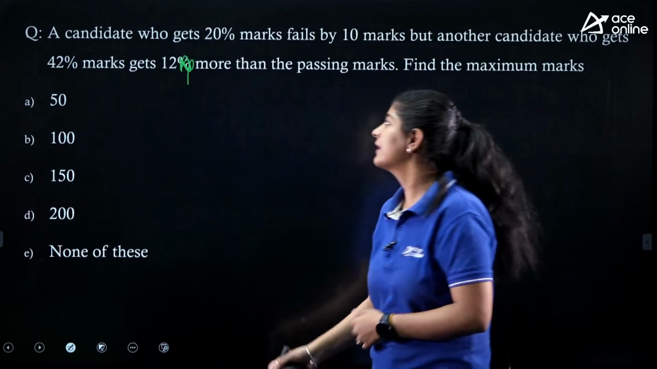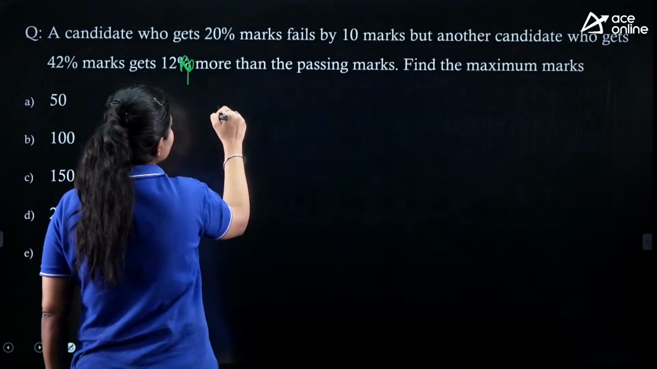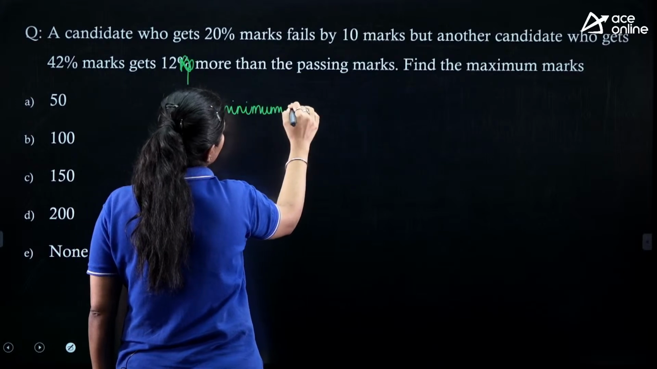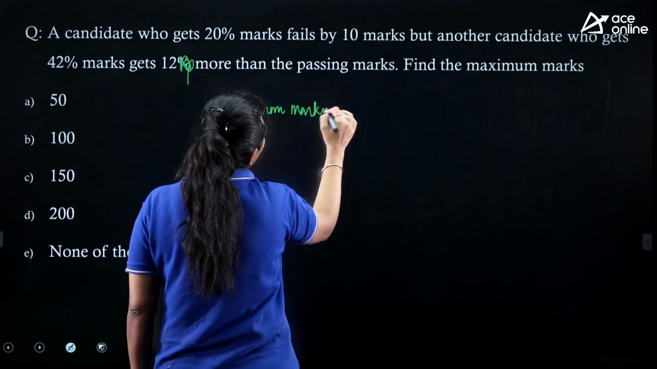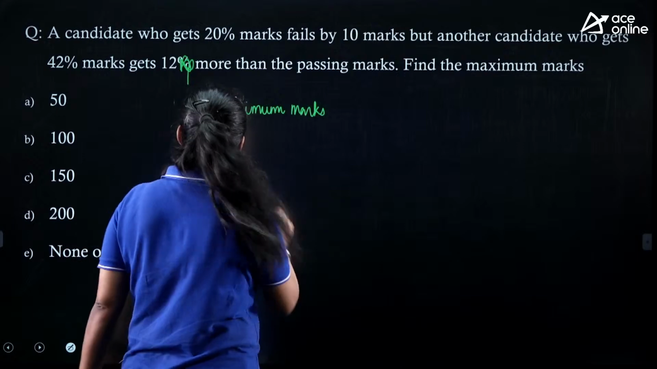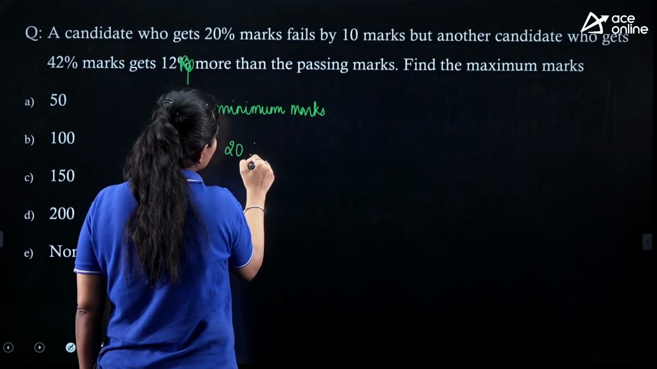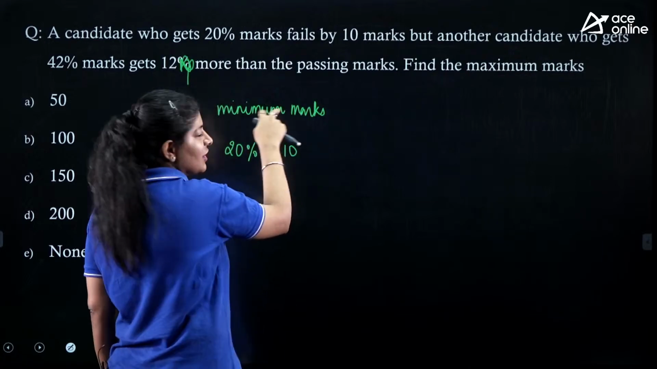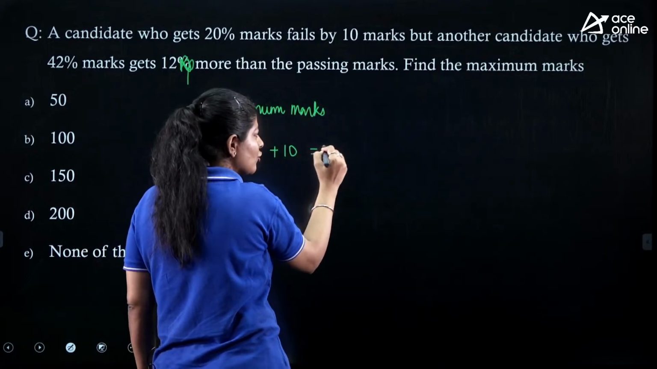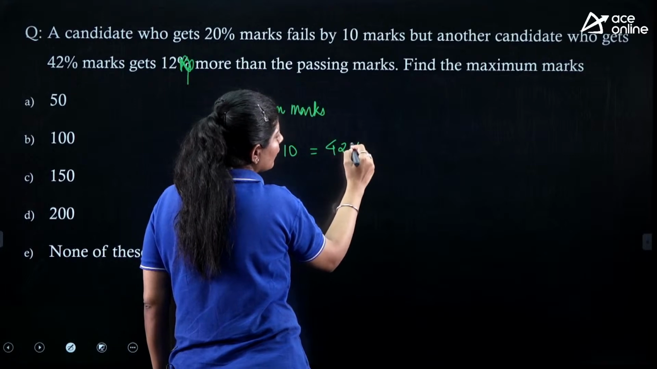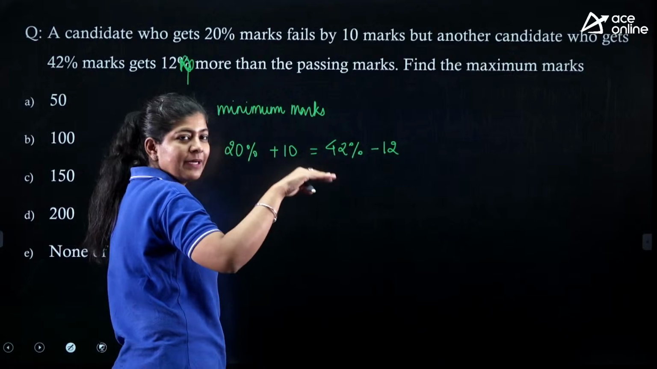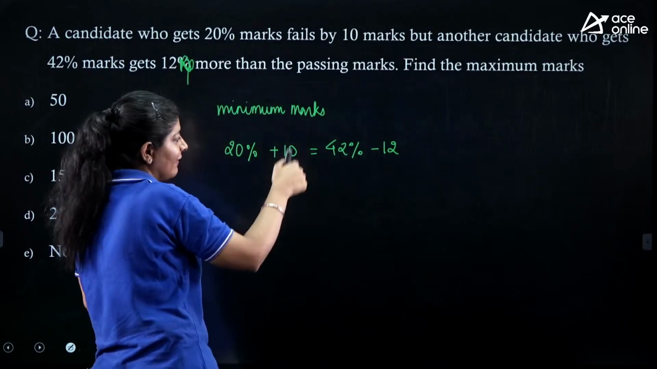Very good. It's a very easy one. So first we are just trying to write down the minimum marks. According to this minimum marks, the student who got 20% of the total marks, if he got 10 more marks, then he will achieve this level. This should be equal to the student who got 42% of marks, and if we subtract 12 from it, then again he will reach this level.